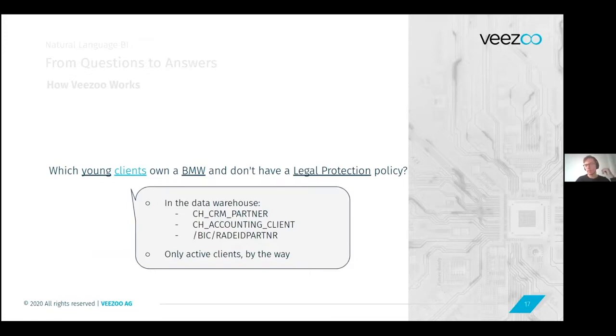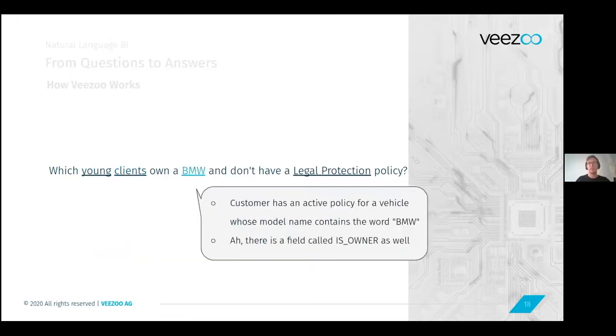And obviously there's some business logic to it. You should only check the active clients, right? Because we may have deleted clients, so we need to teach Veezoo that. On a BMW, well, this means that the customer has an active policy for a vehicle whose model name contains the word BMW. And by the way, there's this field called is owner that you need to set as well.